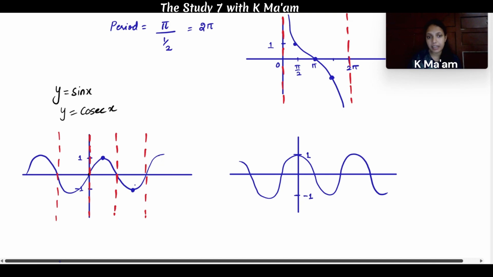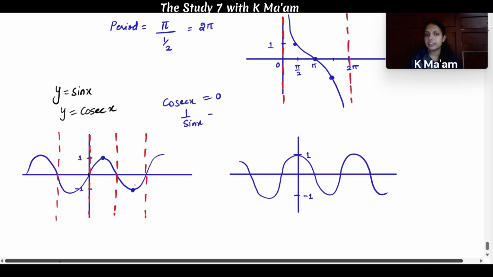Problem is, it can't go down. It cannot cross from this point to this point because there is a vertical asymptote. A graph never crosses a vertical asymptote. So you have two choices: either this function goes up on this side or it can go down. If it goes down, that means cosecant is 0 at this point. Is it possible cosecant is 0?